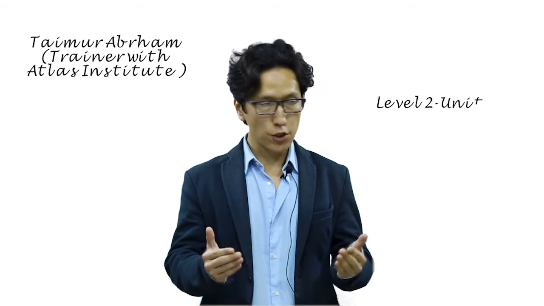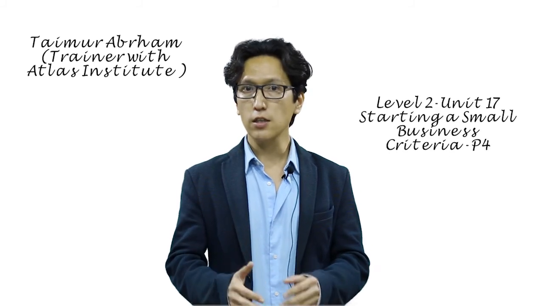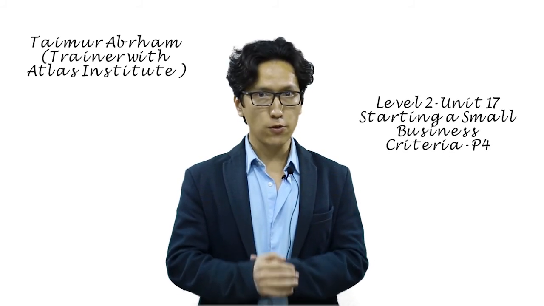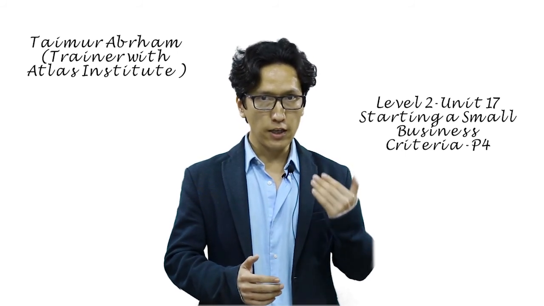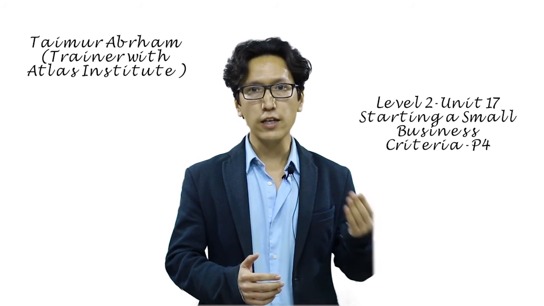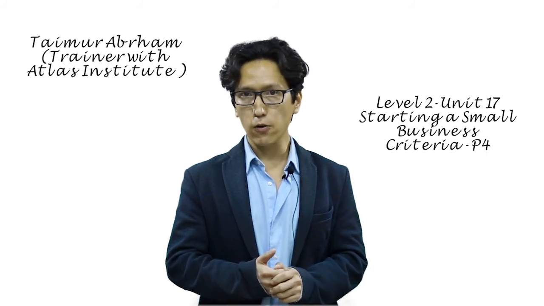So the purpose of this video is to essentially introduce learners to the assessment criteria and the grading criteria, and I'll be covering each one of those for level 2, 4 and 5. To begin with, I'll start with level 2, unit 17, starting a small business. In this video, I'll take you through the various assessment criteria and I'll give you examples on how to essentially cover them successfully in order to pass the module and the unit.